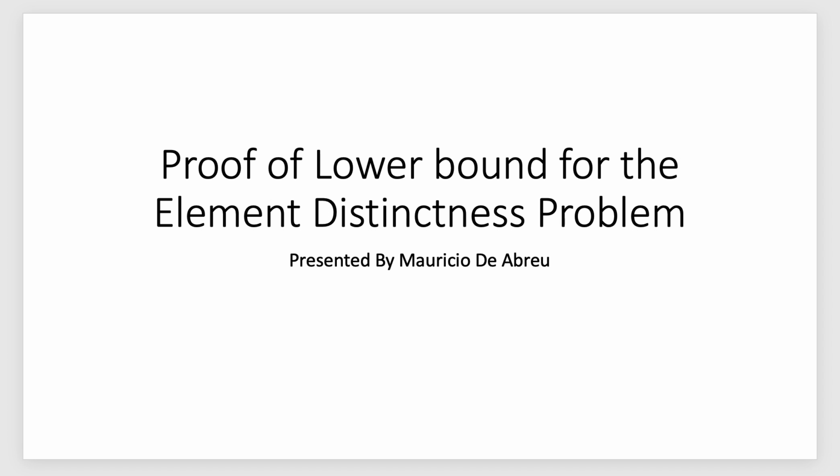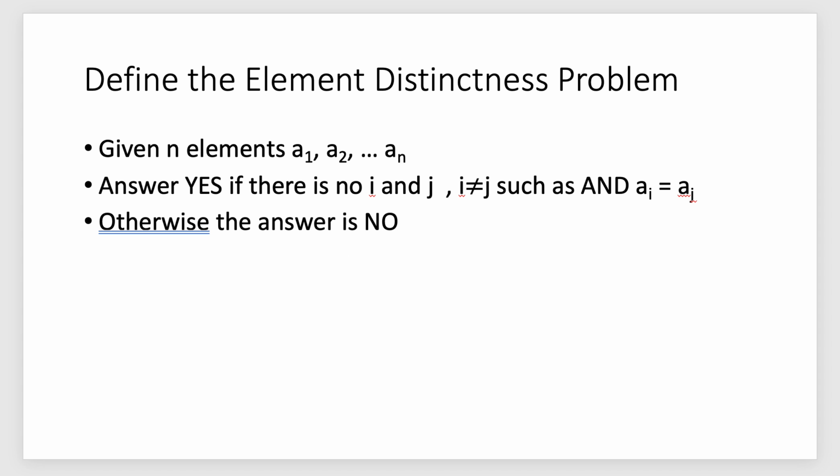The lower bound for the element distinctness problem. I will first define the problem. The element distinctness problem: we have an input of n elements, a1, a2, until an, and the output of this problem should be yes if all elements are distinct. That is, there is no i and j with i different from j, such that ai is equal to aj.